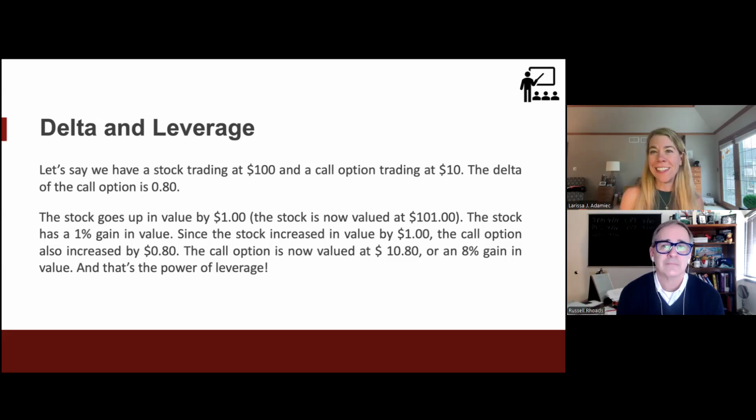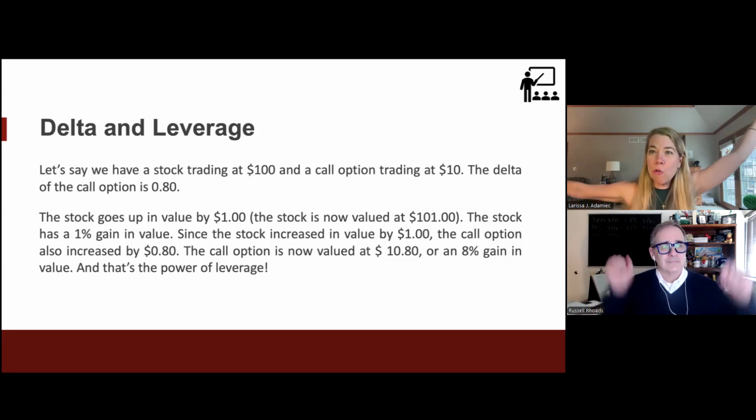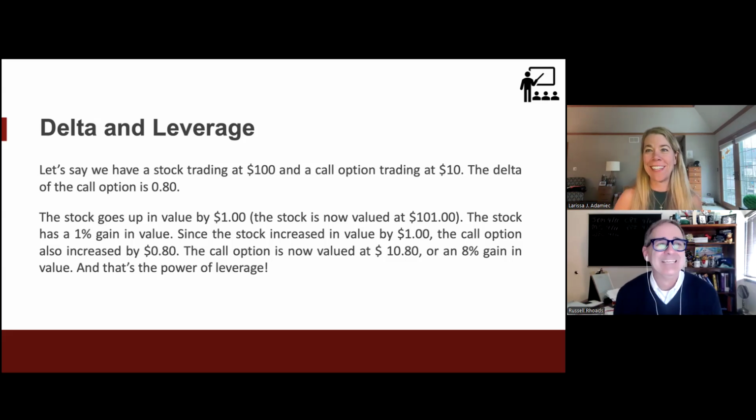So now let's say that the underlying goes up by 1% and you've purchased the underlying, you've had a 1% gain. Now, if the underlying goes up by $1 and the delta is 80, your position is now $10.80. So you've just achieved an 8% gain. Wahoo! And 8% sounds a lot more fun than 1%, especially if you're putting $100 down versus $10 down.